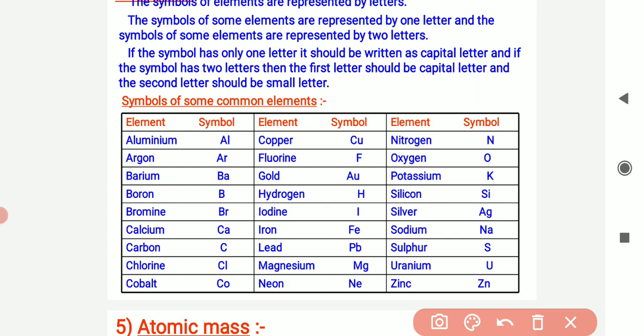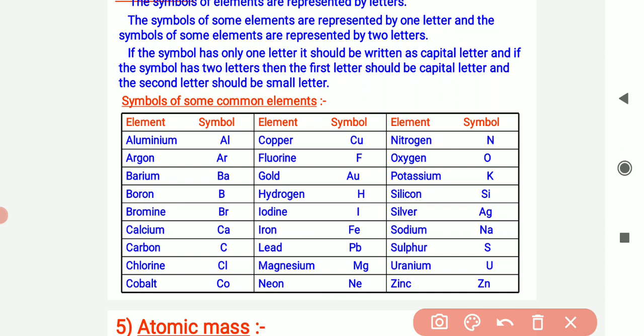Next one is gold, that is Au. And the scientific name of gold is also different. So you also have to comment in the comment section about some special names that I am going to tell you, of some special elements, what their scientific names are, because they are different from these names.